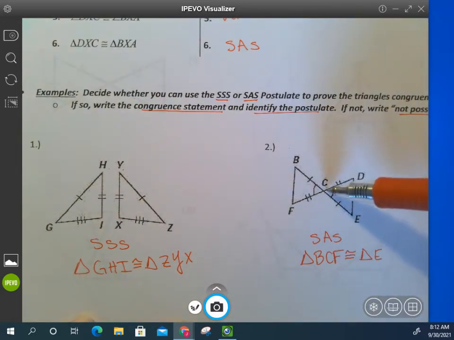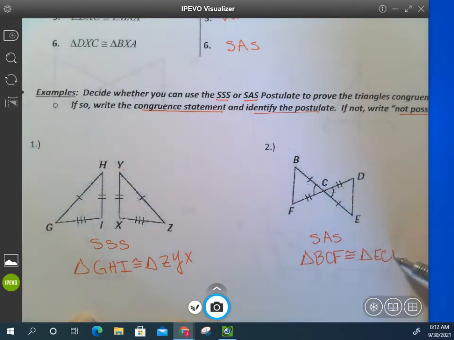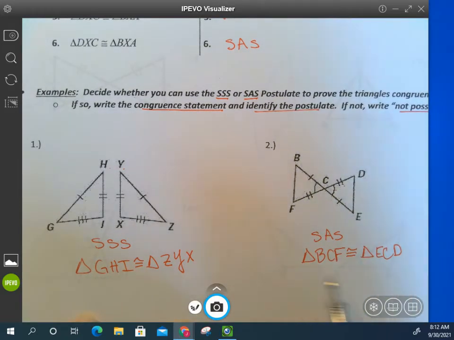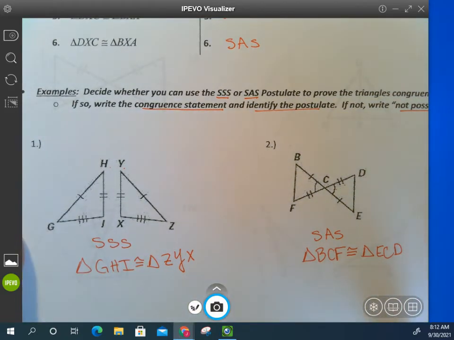C is in the middle, which works there. And then D goes with F. Okay, so there's my postulate, and there is my congruence statement. So we have a couple more to practice.